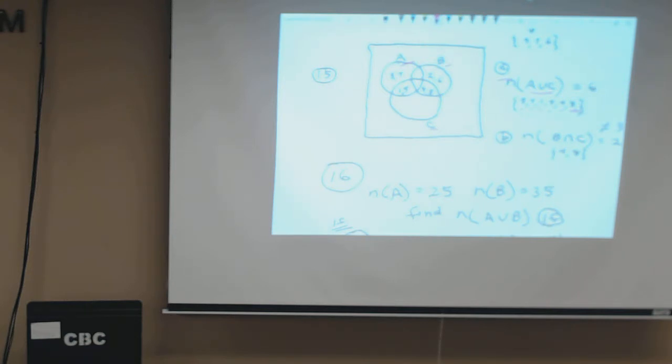Now watch what question A asks. What's the number of elements in the union of A and C? How many do we have here? 1, 2, 3, 4, 5, 6. So the answer is 6.